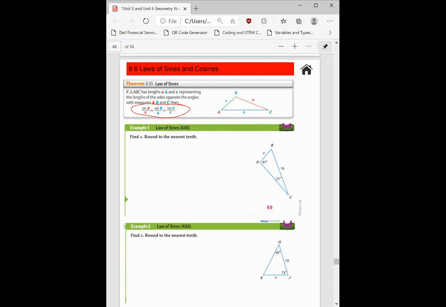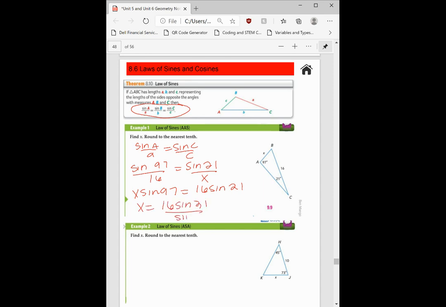So we're going to use the laws of sines to find x in example 1. We're going to use that the sine of A over a is equal to sine of C over c. So the sine of 97 over 16 is equal to the sine of 21 over x. We're going to cross multiply to find x. So we have x sine 97 is equal to 16 sine 21. And then if I divide by sine 97, I get x is equal to 16 sine 21 over sine 97. And if I plug that into the calculator, I get 5.8. So that is my answer.